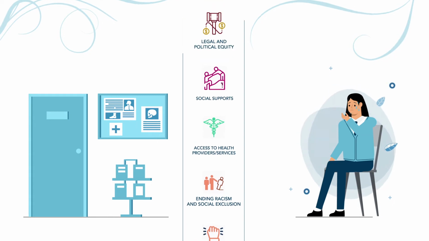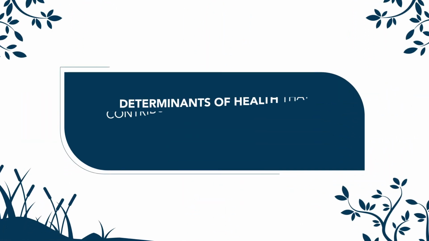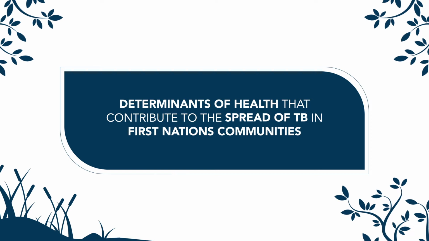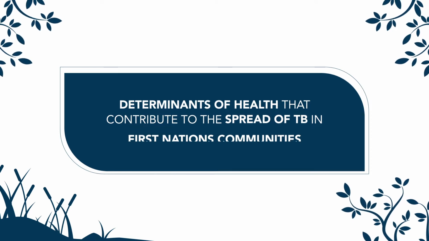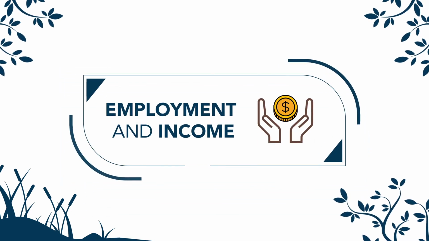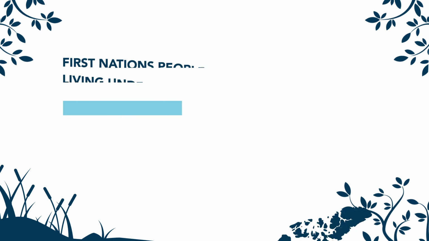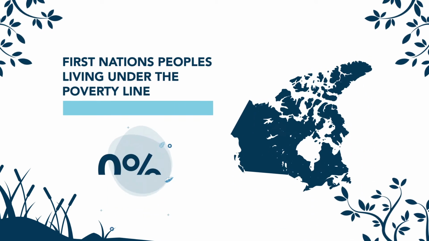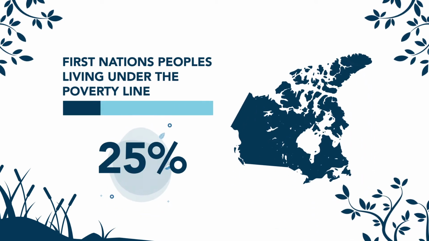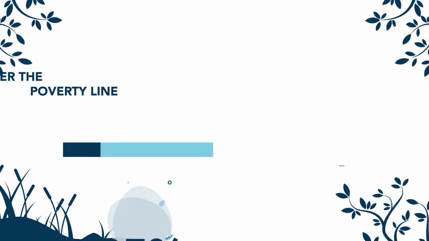The following are some of the determinants of health that contribute to the spread of TB in First Nations communities. Employment and income. The WHO has classified tuberculosis as a disease of poverty, and First Nations peoples in Canada experience the highest levels of poverty, with about 25% living under the poverty line.